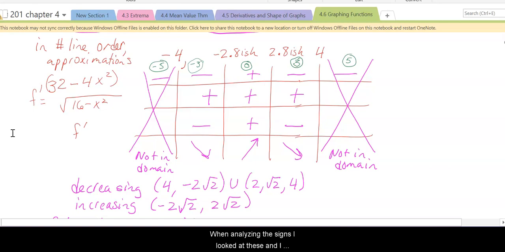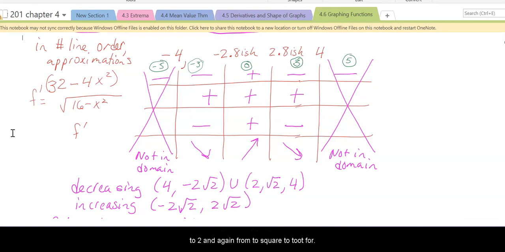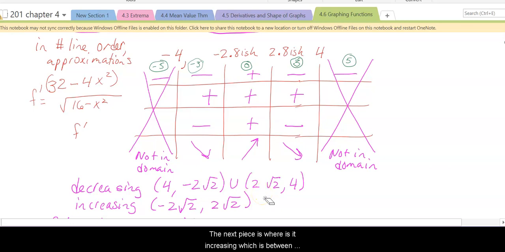When analyzing the signs, I looked at these and I discovered that it was decreasing from -4 to -2 square root of 2, and again from 2 square root of 2 to 4. The next piece is where is it increasing? Which is between -2 square root of 2 and 2 square roots of 2.